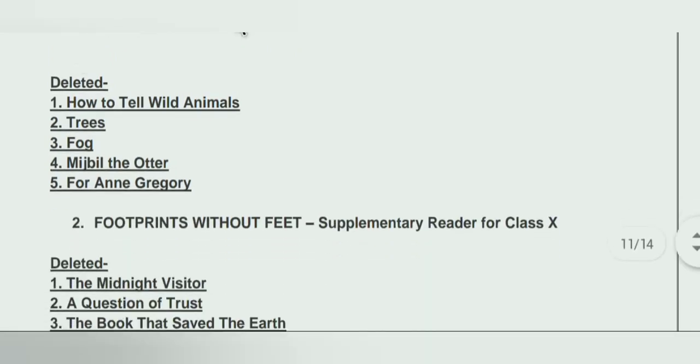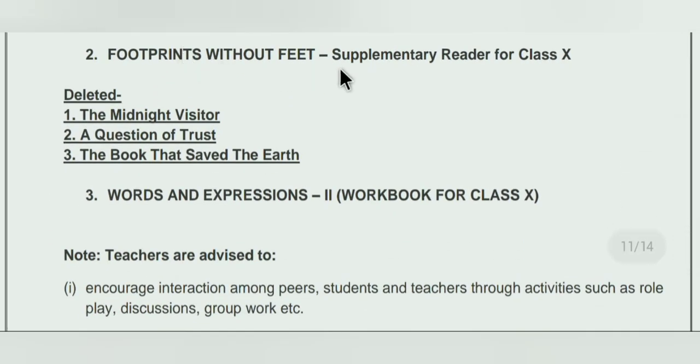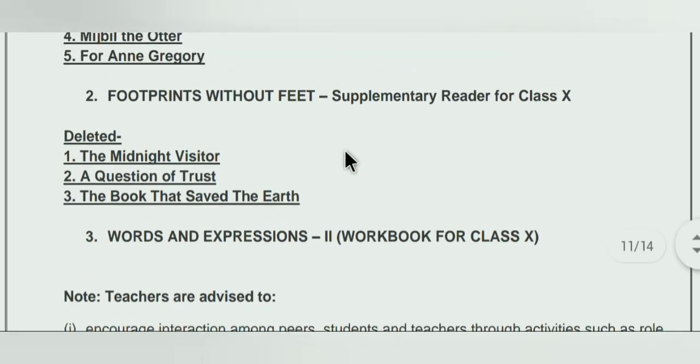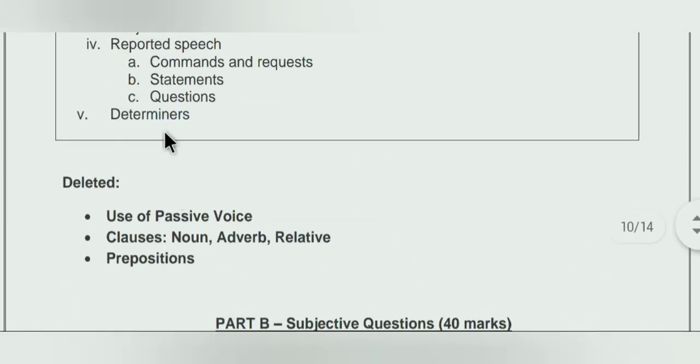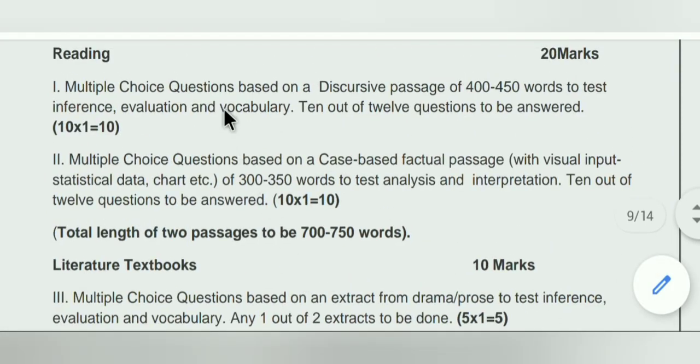So this is about the paper pattern, and these are the deleted topics from your syllabus. From the First Flight book: How to Tell Wild Animals, Trees, Fog, Madam Rides the Bus, The Sermon at Benares, and Mijbil the Otter and Fur, Gregory; these topics have been deleted from your First Flight textbook. Okay, then Footprints Without Feet, the supplementary reader for your extended reading. From that book 3 topics have been deleted: The Midnight Visitor, A Question of Trust, and The Book That Saved the Earth. Please take note of it and prepare well; since the syllabus is smaller, you can easily prepare well. Everything is mentioned in detail over here and you can understand everything perfectly.